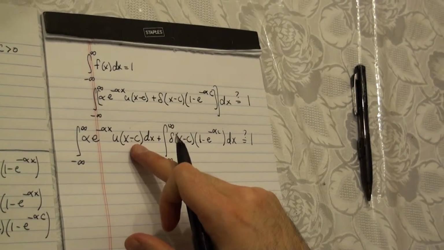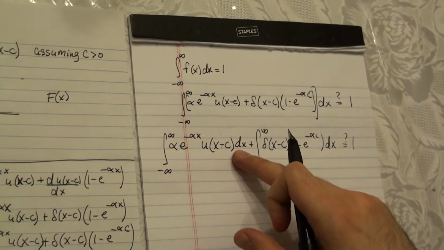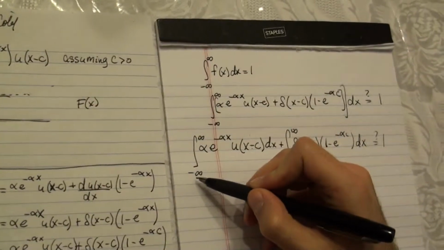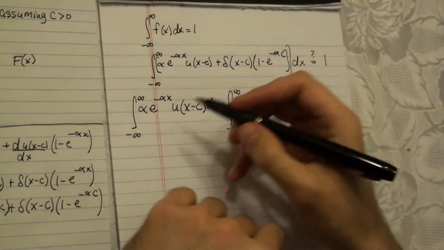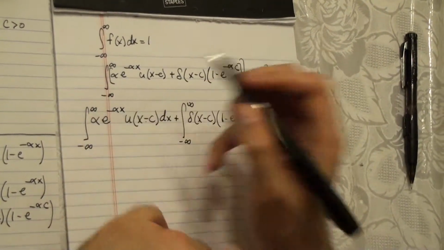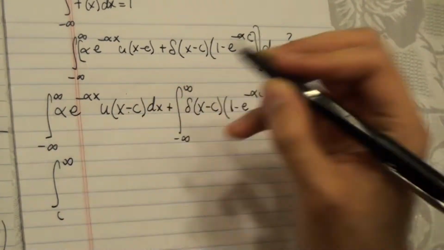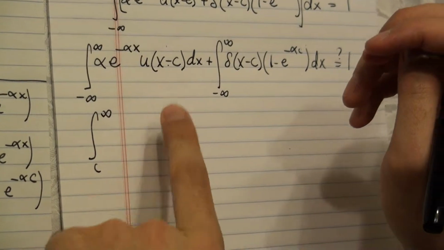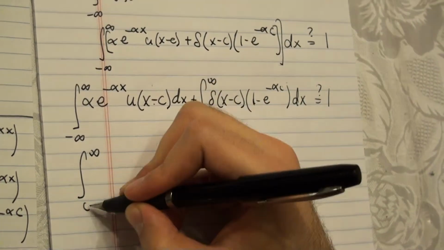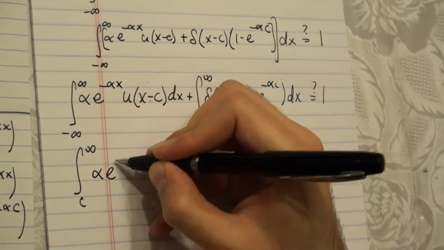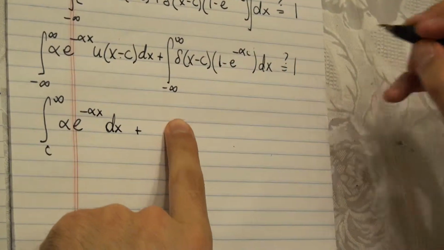Here, because we have the step function, everything before x equals c is 0. So anything from negative infinity to x equals c, we just get 0. So it's basically like we're integrating from c to infinity. So we can write this integral as the integral from c to infinity, because the step function kills everything before c. So it's the integral from c to infinity of alpha e to the minus alpha x dx.